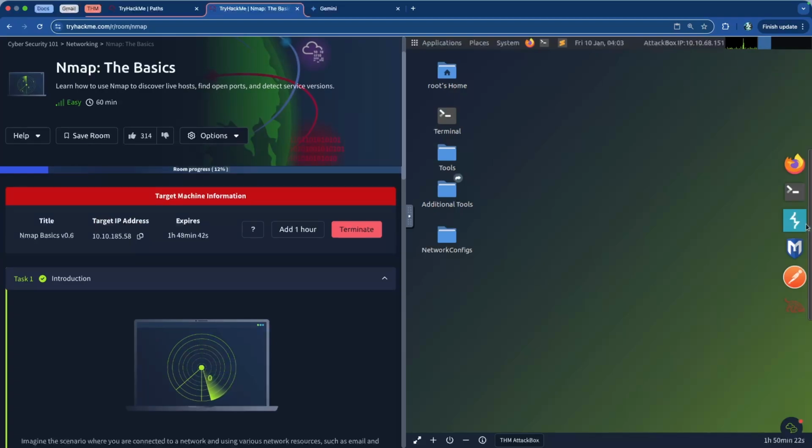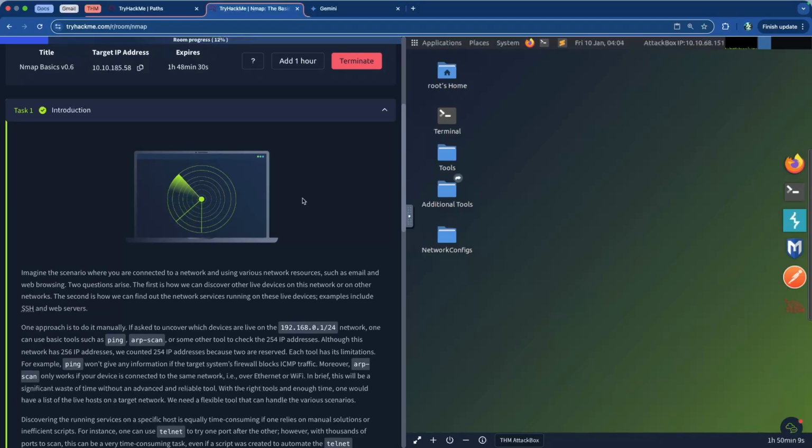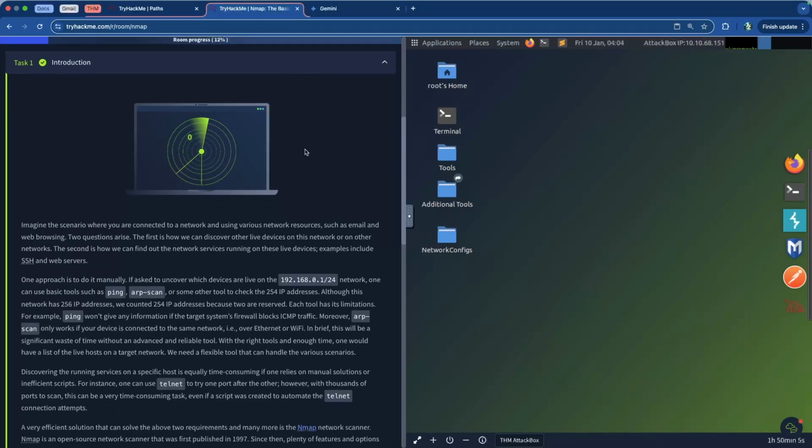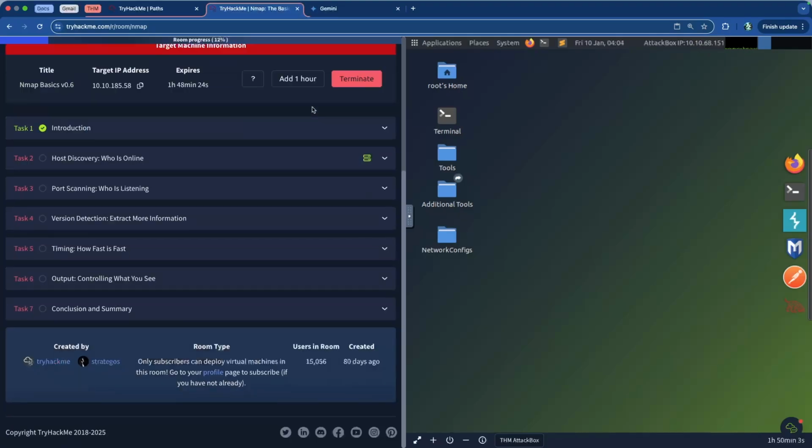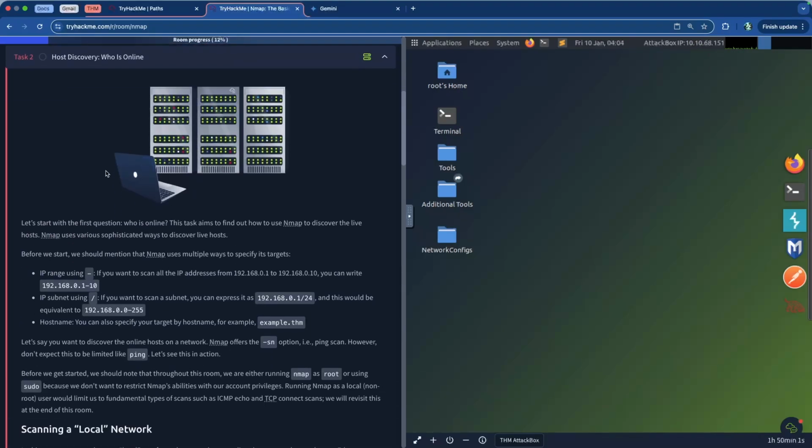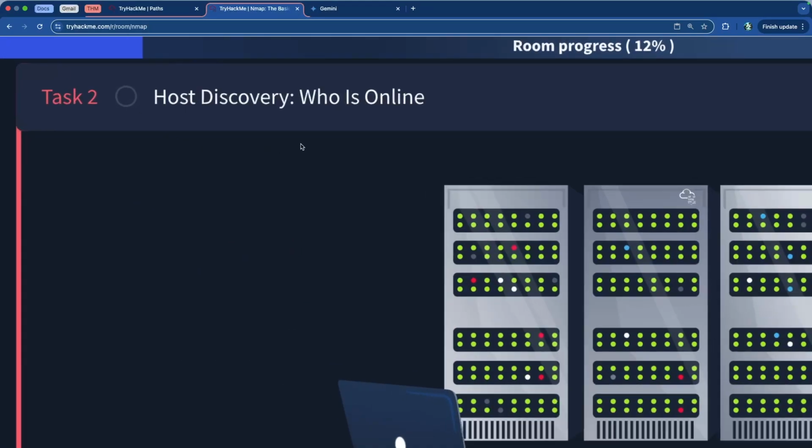So your own computer could be an attack box if you have Kali Linux or essentially Nmap installed on any one of your machines, but you would need to connect to the TryHackMe servers using OpenVPN. For the purposes of this exercise, I'm going to be using the attack box that comes with TryHackMe, and I think that's all the disclosures I've got to give you. So let's go into host discovery.